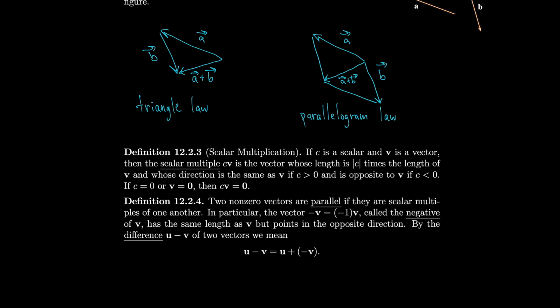So two non-zero vectors are parallel if they are scalar multiples of each other. So we automatically say that one vector is parallel to another vector if they're just some multiple, because they have no position. They just have length and direction, so that means that I could take one vector and just move it on top of the other one anyway. In that case, the vector minus 1 times v is called the negative of v. It has the same length, but points in the opposite direction. So now we can define the difference between two vectors to mean the sum of a vector and its negative.